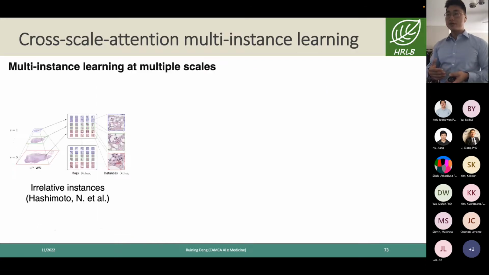There is a lot of previous work that tries to form the multi-scale design into multi-instance learning. For example, this work tried to capture patches from different scales and put them into the bag, and treat them as iterative instances inside the bag.